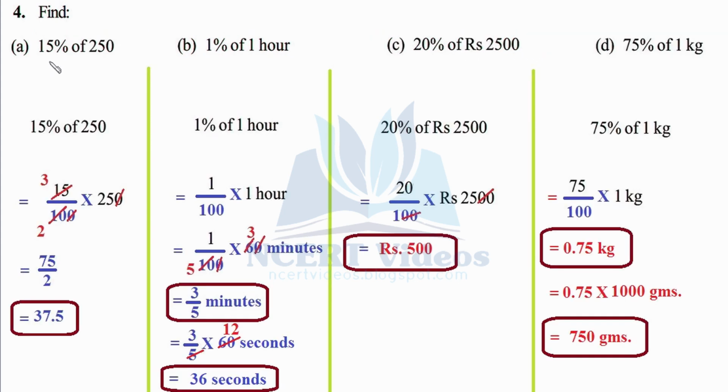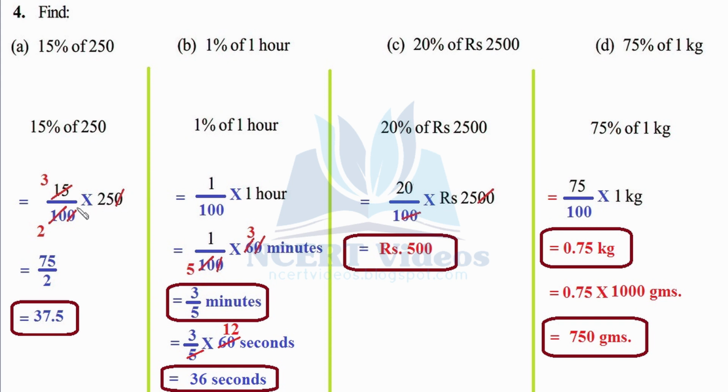In this question you have to find the value of the given percentages for any number or any quantity. So what will be 15% of 250? That is what this question wants to ask. Now 15%, you know, percent means divided by 100. Therefore 15 over 100, "of" means multiplication. This we have told you several times in the past. So replacing "of" with multiplication, 250 as it is.